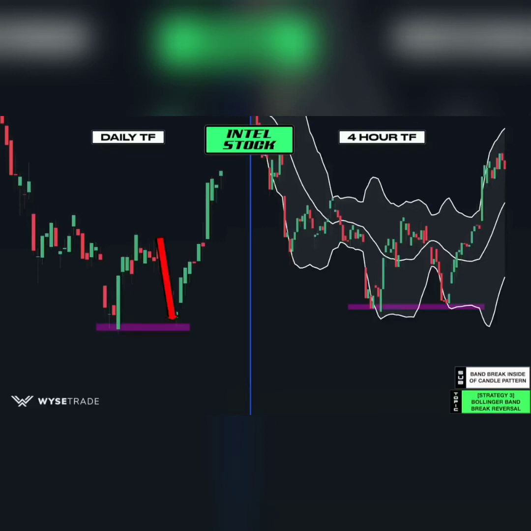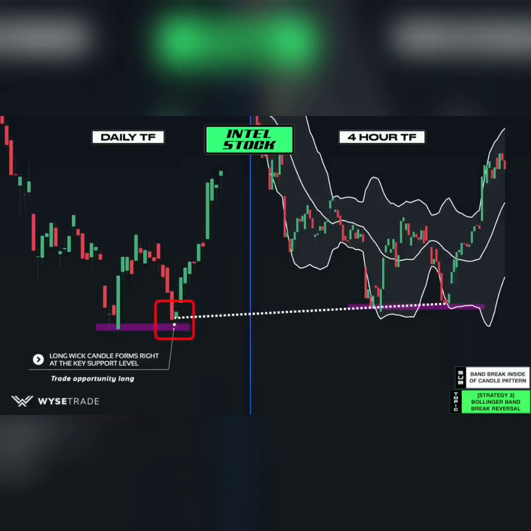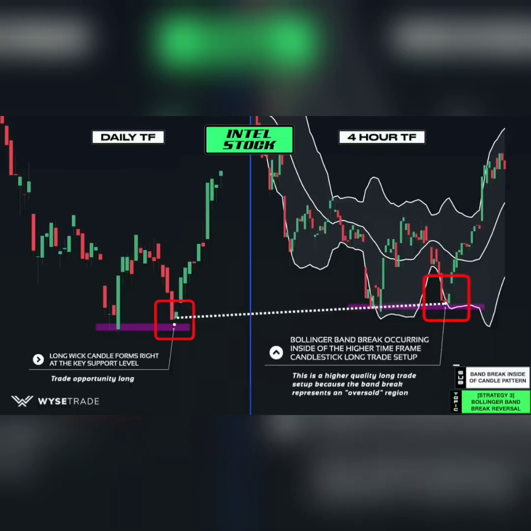As price came back down, you had a long wick candle form right at the key level, which presented a long trade opportunity. The trade setup here is this same area here on the 4-hour time frame. Notice how you had a Bollinger Band break occur inside of the higher time frame long trade setup. Having the Bollinger Band break occur inside of your higher time frame trade setup makes this a higher quality reversal trade setup because the Bollinger Band break represents an oversold region.